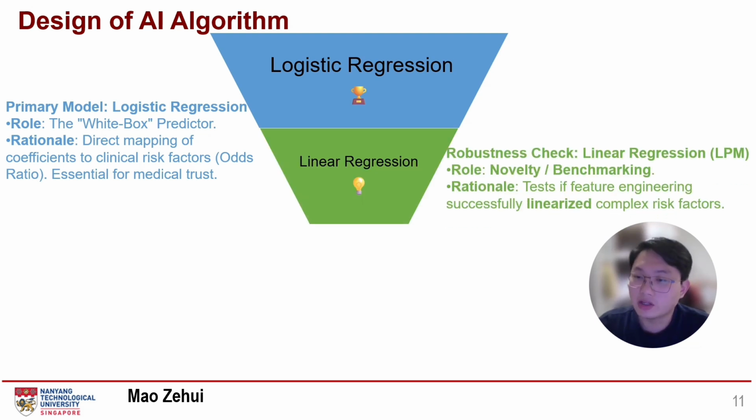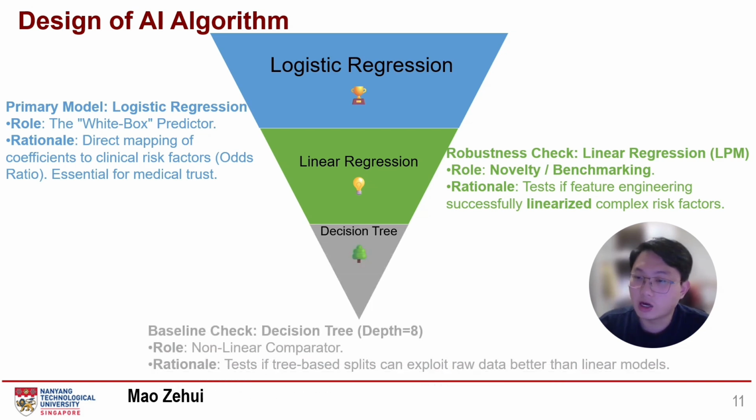However, we added a unique twist to demonstrate novelty. We ran a linear regression benchmark. This is unconventional for classification, but it serves as a robustness check. If a simple linear line fits our data well, it proves that our feature engineering, like log transforms and grouping, successfully simplified the complex biological relationships.